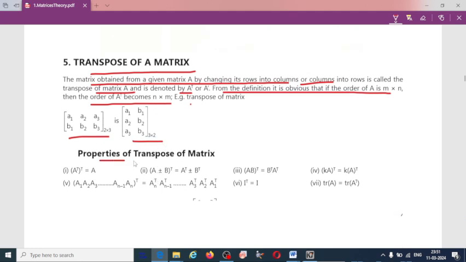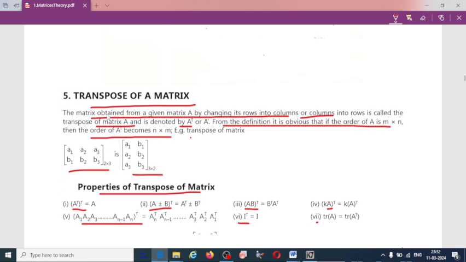Some of the properties of the transpose matrix are given here. Just read about them. Transpose of transpose is equal to A. Like that, transpose of A plus or minus B, transpose of AB, transpose of kA. So here are the properties of the transpose.